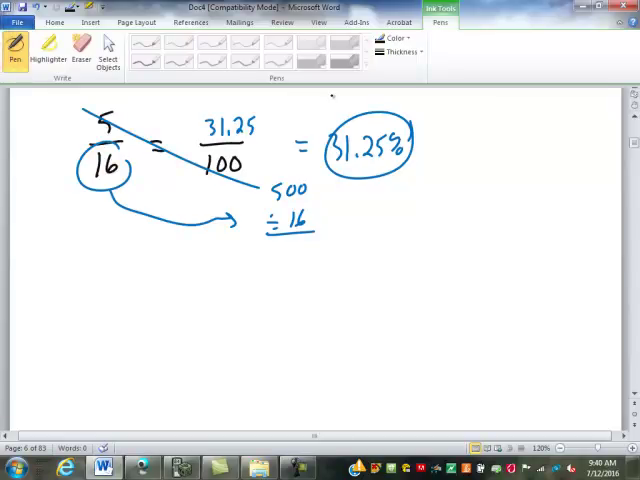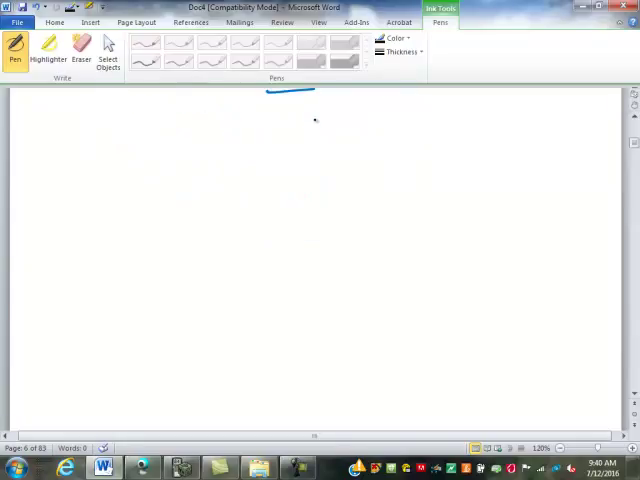This same proportion is going to do pretty much all of our calculations with percents. So we're going to start out here in the first hour dealing with simple percent calculations. So let's say I asked you to find 30% of 70.